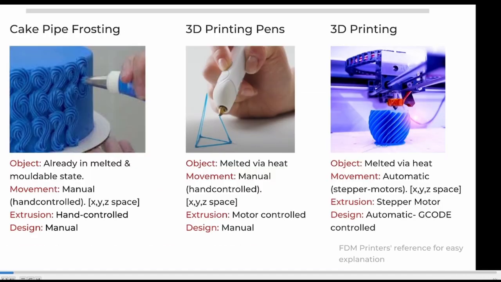One very simple way to understand how FDM 3D printers work. Look at this, the example of cake pipe frosting. The icing of the cake is in melted form, which we extrude. Very similar technique is used in 3D printing pens. 3D printing pen extrude the filament. It could be PLA, ABS, depending on which filament you are choosing. And in 3D printing, every single step is automatic.